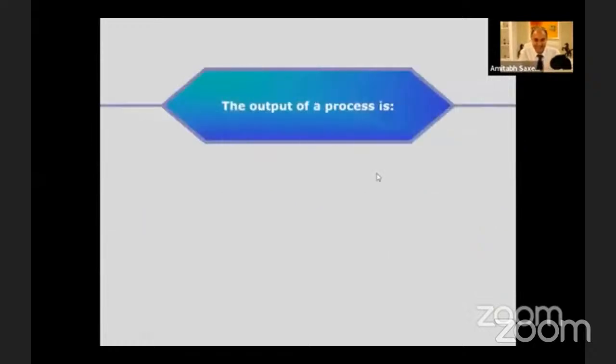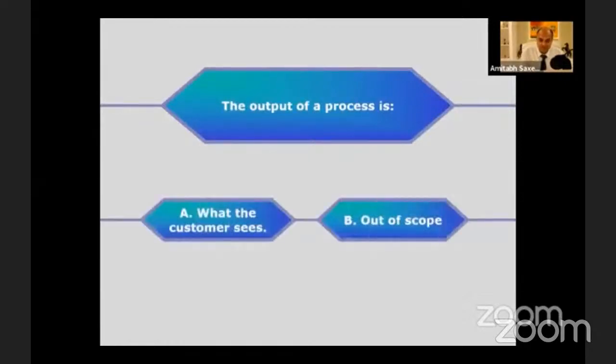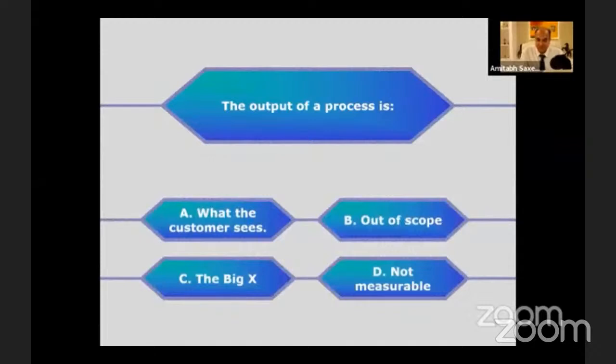Okay. Next question. Output of a process is what the customer sees, out of scope, the big X, not measurable. What is the other name for output, and what is this output? Yeah, just to have some fun. Yeah, so most of you have given the right answer.